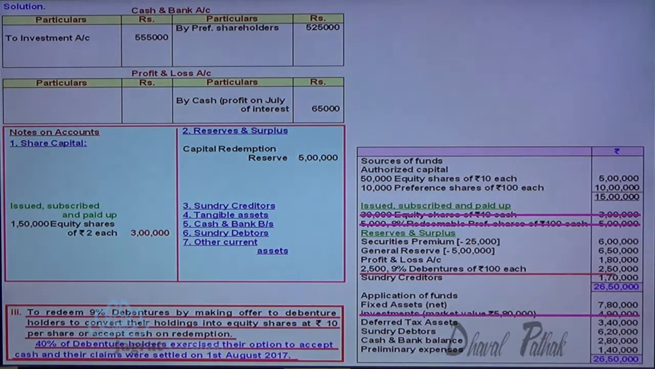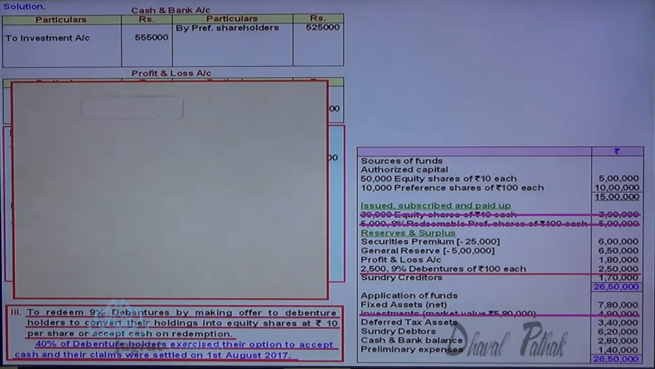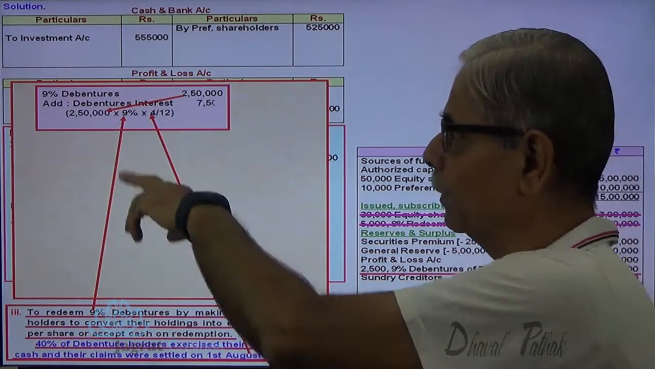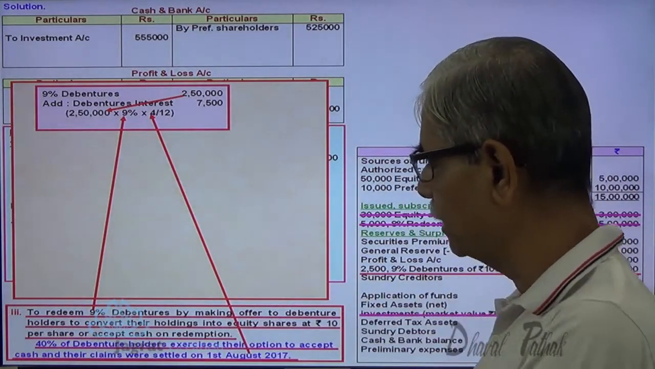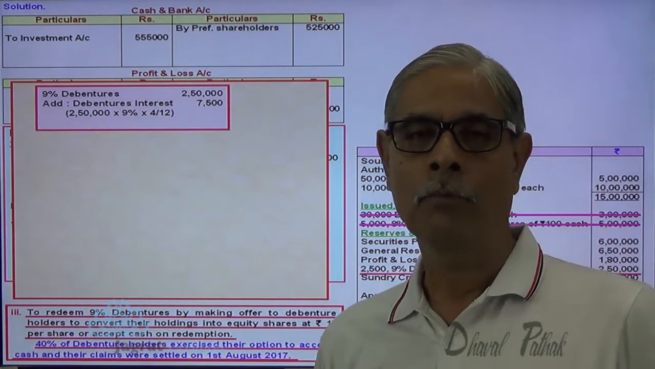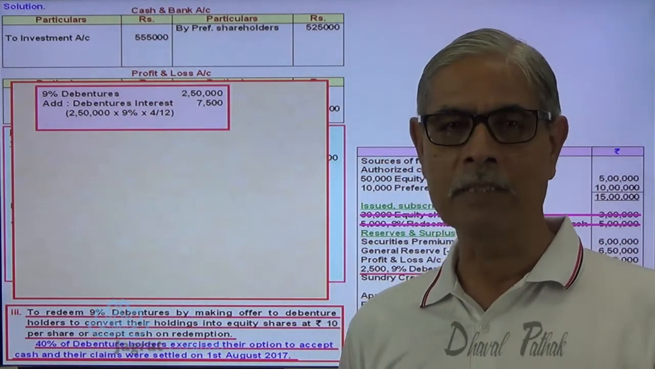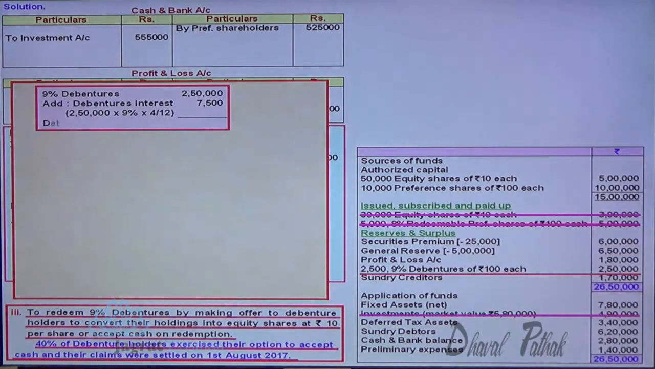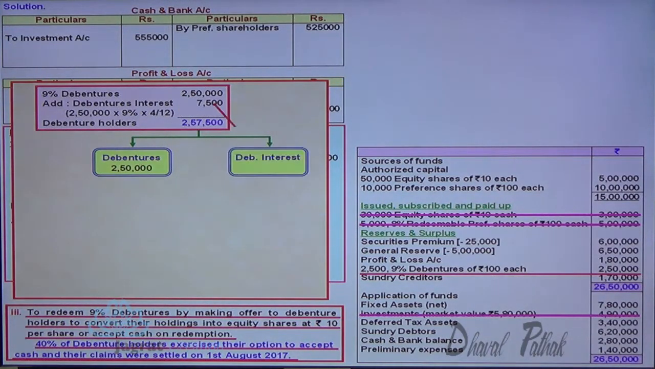Let me prepare a working note for that. So debentures, 2,50,000. I am required to pay debenture interest for 4 months, 2,50,000 into 9%, because 1st of August, 4 months. From April onwards, April, May, June, July, it is 1st of August for 4 months. So this is the total amount payable bifurcated. These are the debentures. This is the debenture interest.